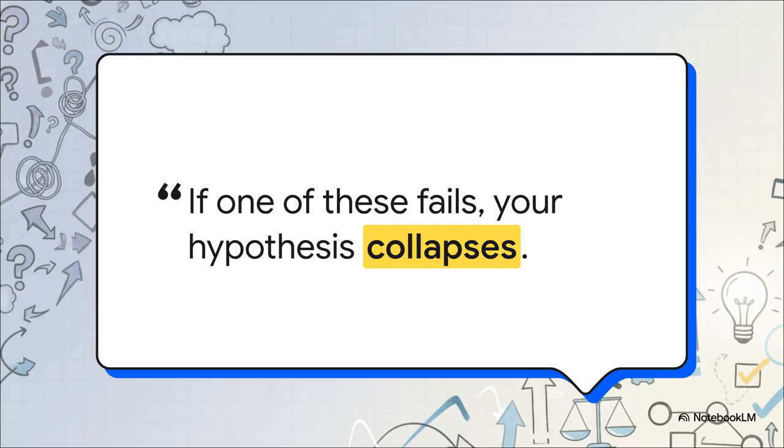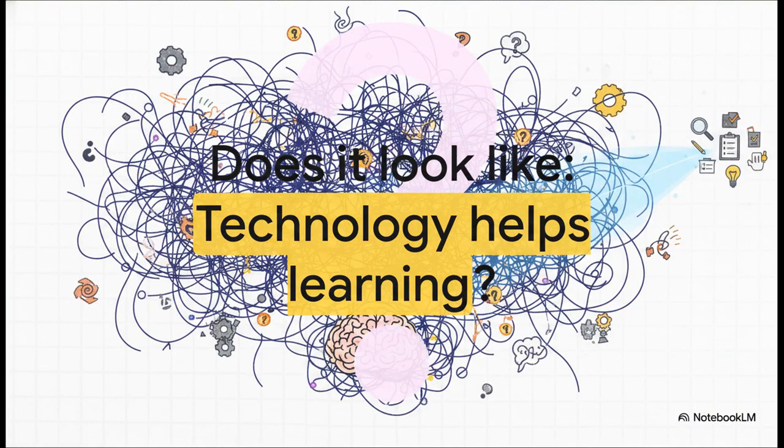Most students fail their research not because they're bad at writing, but because their hypothesis is completely wrong. Let that sink in for a second. It's a painful reality, right? You can have beautiful prose, incredible dedication, a mountain of data, but if your hypothesis is weak, the entire foundation just collapses. So let me ask you, and be honest here, does your hypothesis look something like "technology improves learning"?